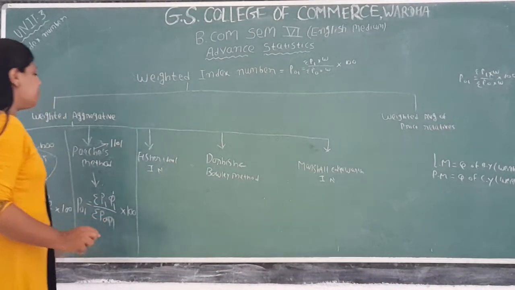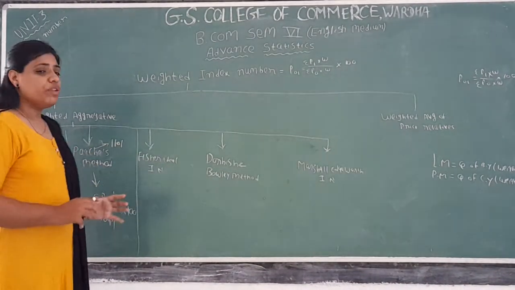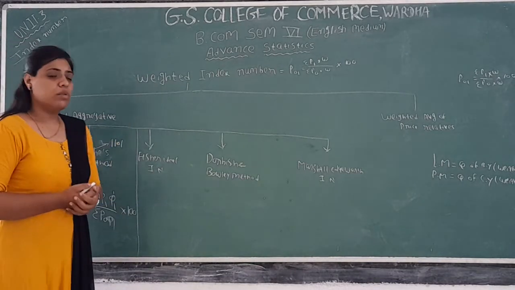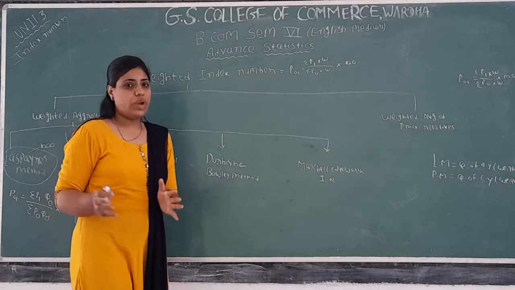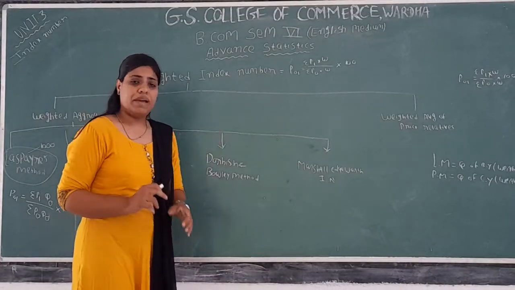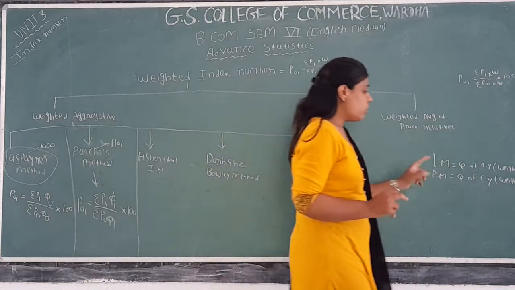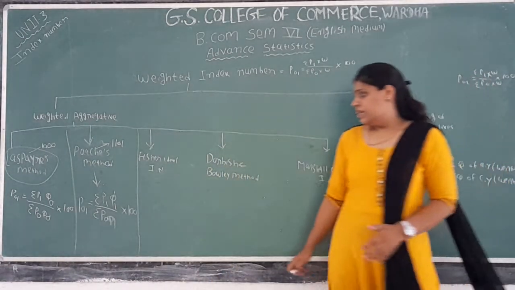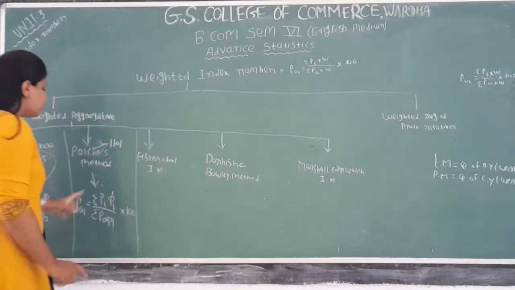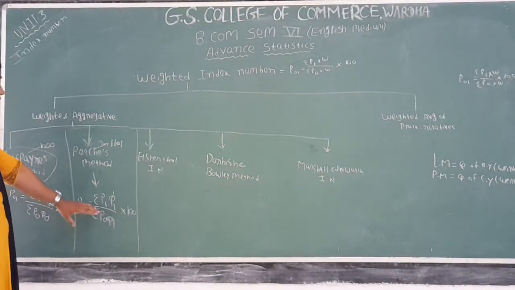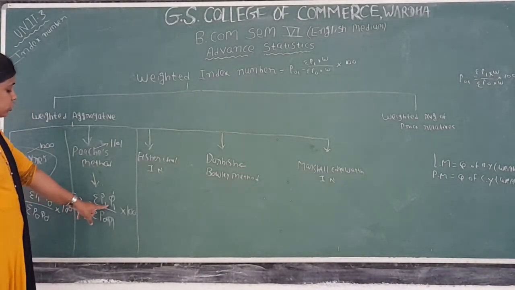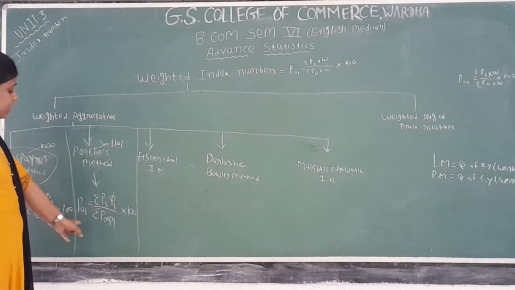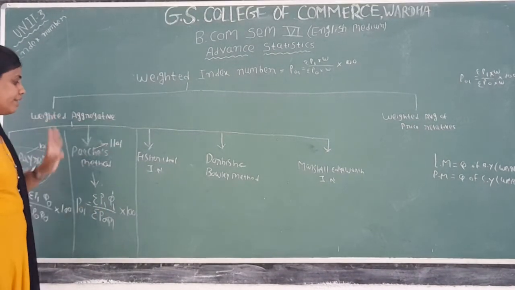Why Q1? Because I have told you that whenever we are calculating weighted index number, we need to multiply the given prices with the weight. Okay. And in Paasche's method, what we do, we consider the quantity of current year as weight. That is why this Q1, the quantity of current year, has been multiplied by the given prices. That is why we have got this formula, that is P01 equals summation P1 into Q1 upon summation P0 into Q1 into 100.